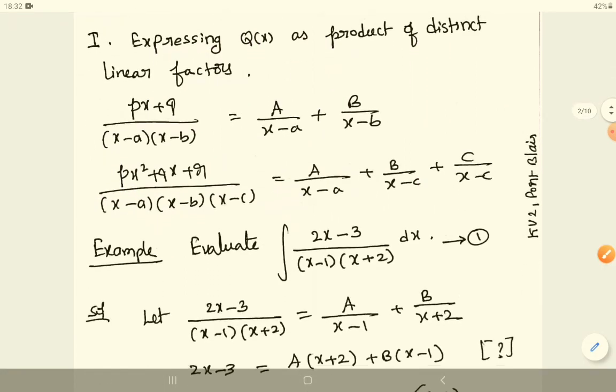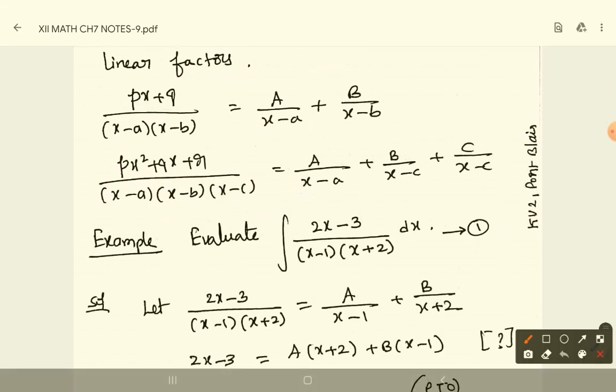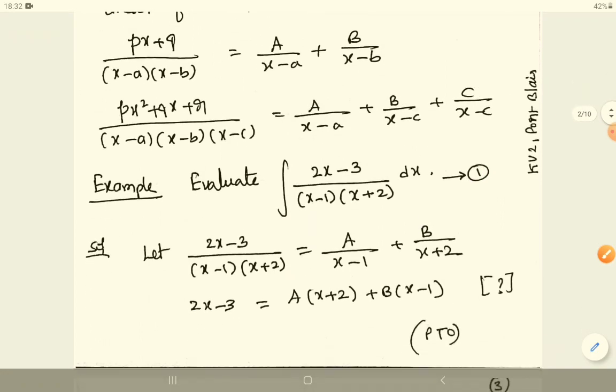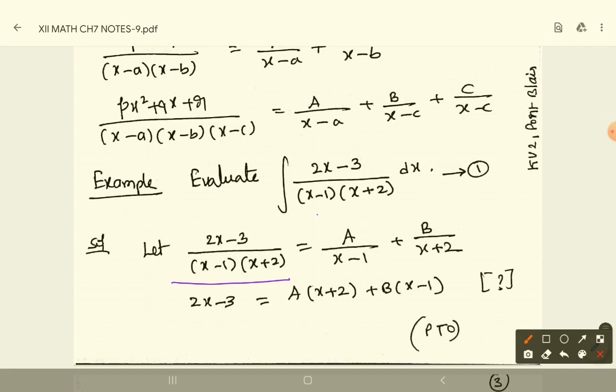Okay. So let us have an example now. How to do it? See this one. Evaluate the integration of 2x minus 3 by x minus 1 into x plus 2. So we have to integrate this one. To do that, first of all I use the partial fractions decomposition. That is, 2x minus 3 by x minus 1 into x plus 2 can be written as two proper partial fractions, which are a by x minus 1 plus b by x plus 2.